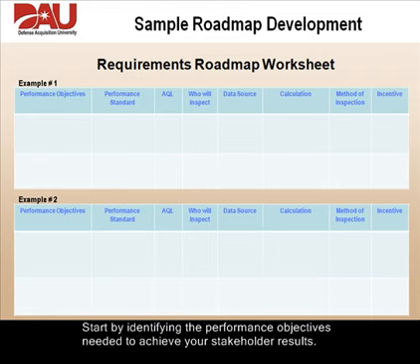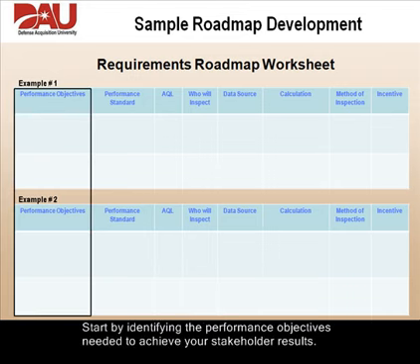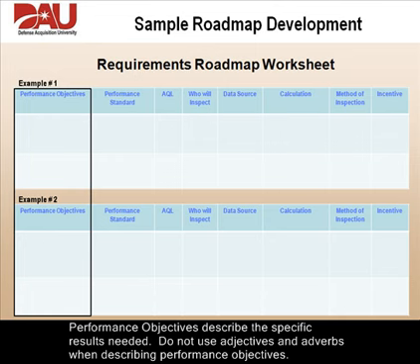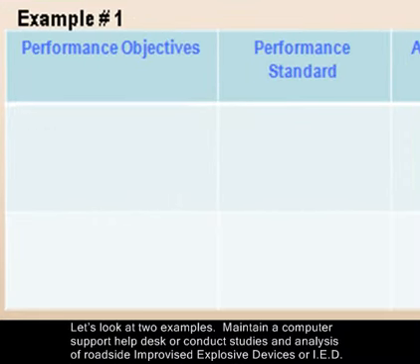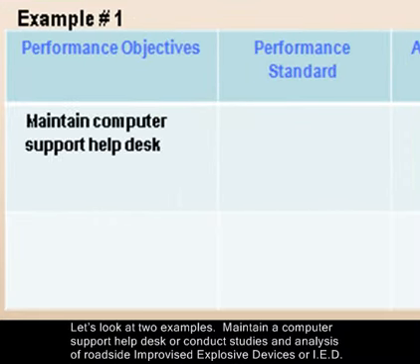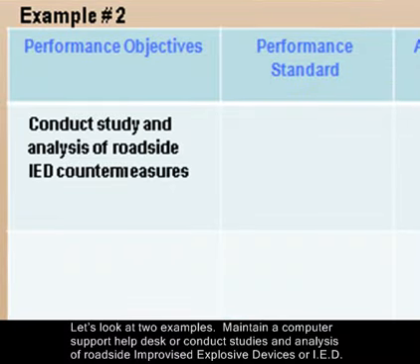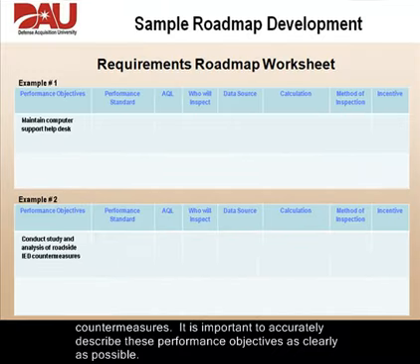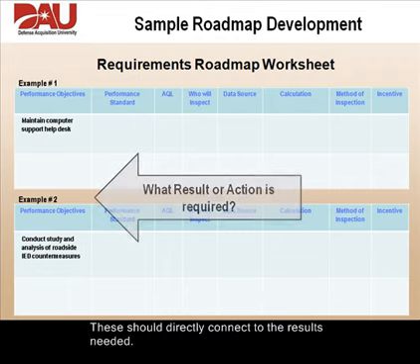Start by identifying the performance objectives needed to achieve your stakeholder results. Performance objectives describe the specific results needed. Do not use adjectives and adverbs when describing performance objectives. Let's look at 2 examples. Maintain a computer support help desk, or conduct studies and analysis of roadside improvised explosive devices or IED countermeasures. It is important to accurately describe these performance objectives as clearly as possible. These should directly connect to the results needed.